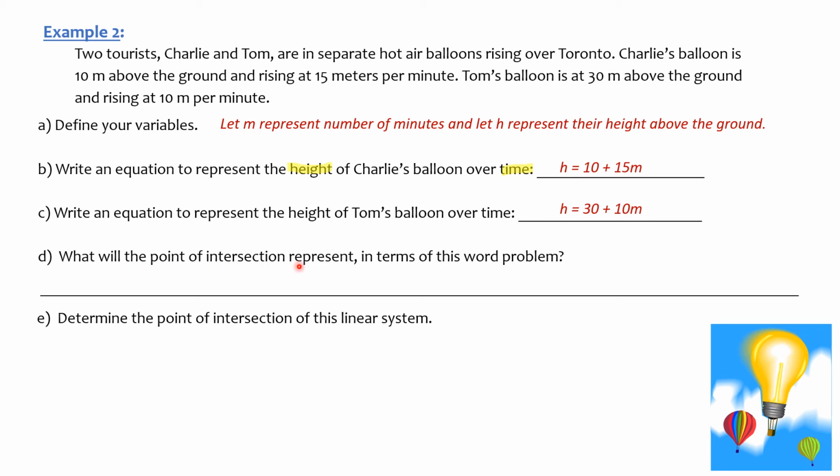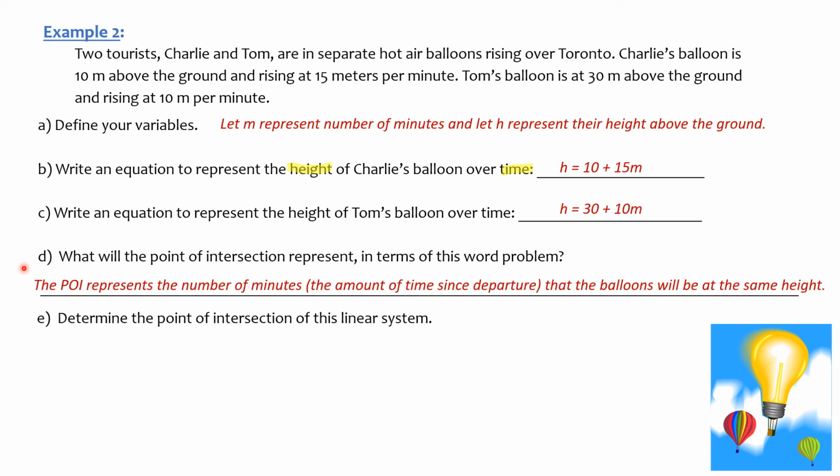What will the point of intersection represent in terms of this word problem? Again, you don't say the point of intersection means where the lines cross. That's not what a word problem is asking for. So what does it mean? What does it mean when the h and the m are equal to each other in both equations? The point of intersection represents the number of minutes, the amount of time since departure, that the balloons will be at the same height.